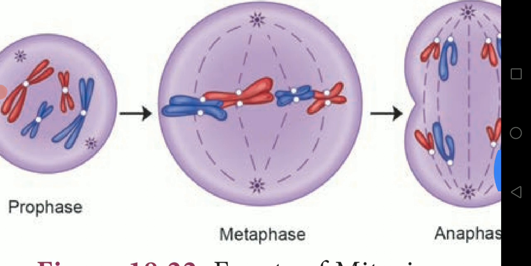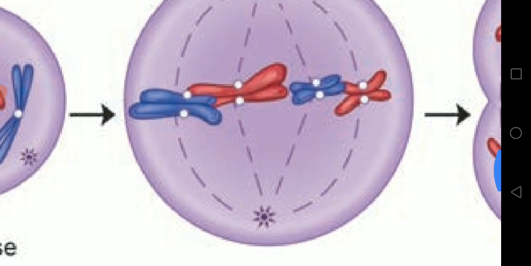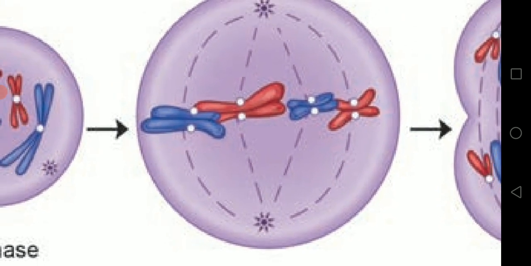Each chromosome gets attached to the spindle fibers by its centromere. The dot-like structures arise from the top and also from the bottom; those are the spindle fibers. The centromere is the white dot-like structure, and the spindle fibers go and attach there.